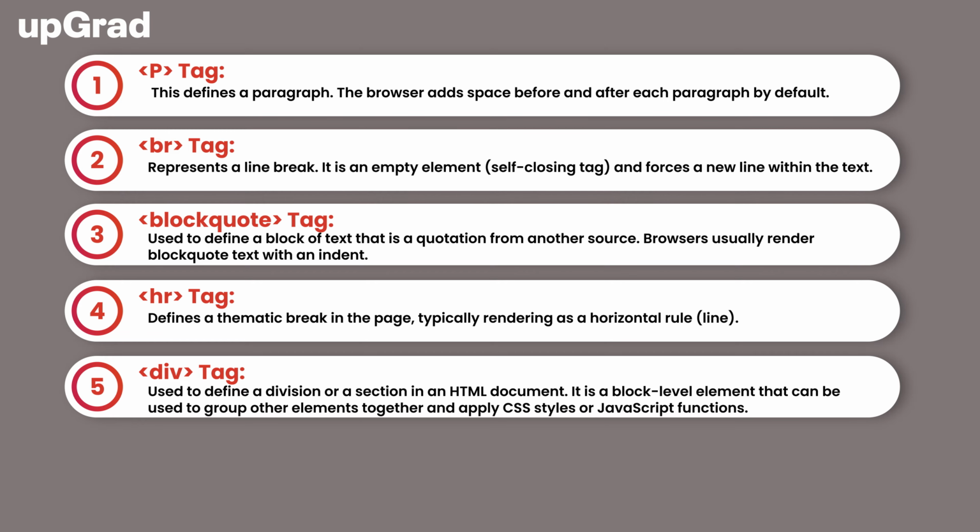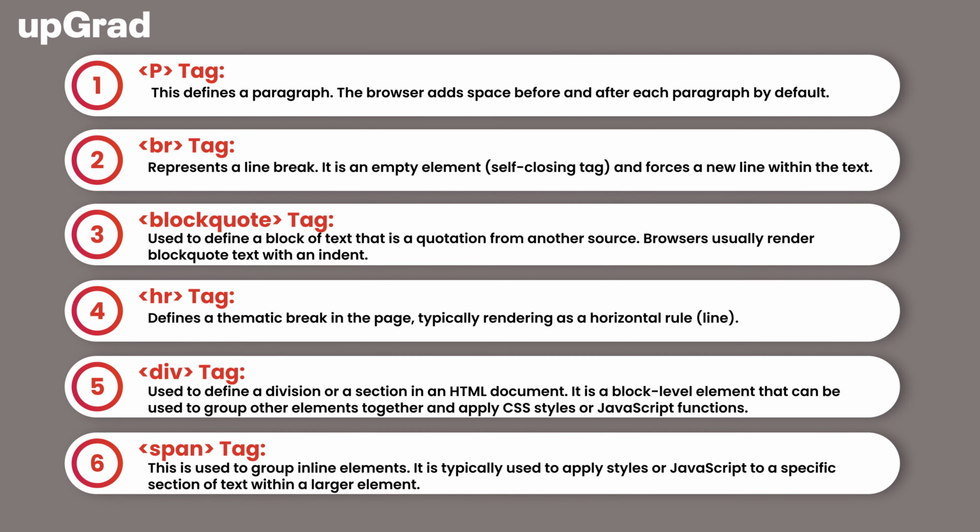It is a block-level element that can be used to group other elements together and apply CSS styles or JavaScript functions. Number 6. Span tag. This is used to group inline elements. It is typically used to apply styles or JavaScript to a specific section of text within a larger element. By using these tags, you can effectively structure and separate sections of text in your HTML documents, enhancing readability and maintaining semantic meaning.